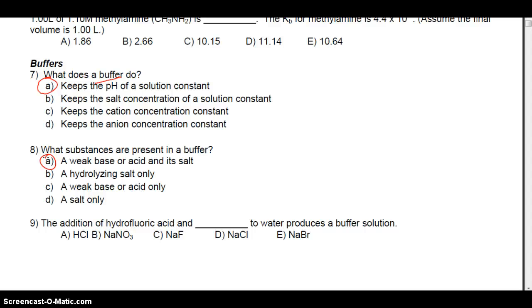All right, number 9, the addition of hydrofluoric acid, so HF, that really is HF, is a weak acid, so that meets one of the criteria. And then it says, and added to water will produce a buffer solution. Well, we've got the weak acid. The thing we're missing is the conjugate. And so we need a salt that contains F minus. So if I look at all my choices, the thing that contains F minus, correct answer would be C.